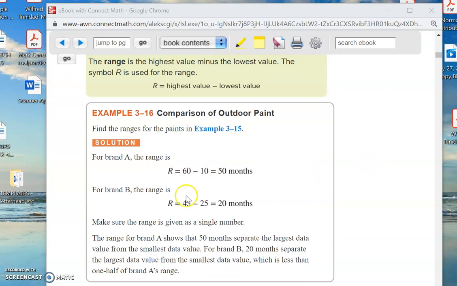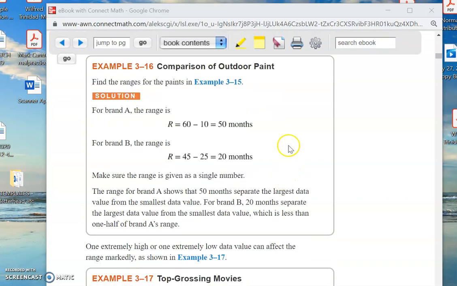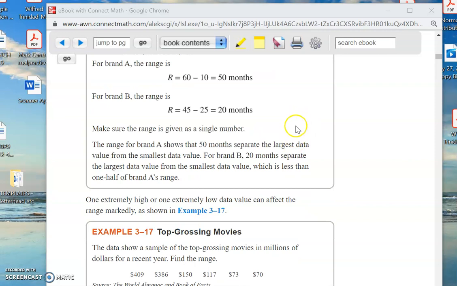So if you look at the example here, for brand A, it goes from 60 to 10, so that's 50 months. Brand B, it's 45 to 25, so you subtract and you come up with what's called a delta, D-E-L-T-A. The delta is the difference. So we got a delta, or the range here, of 50 months compared to 20 months. It may very well be that you don't want to have so much of a delta. You don't want to have that big of a range, because you want your product to be more consistent. You want your heart rate to be more consistent. So that would be a measure of something that you would be interested in.